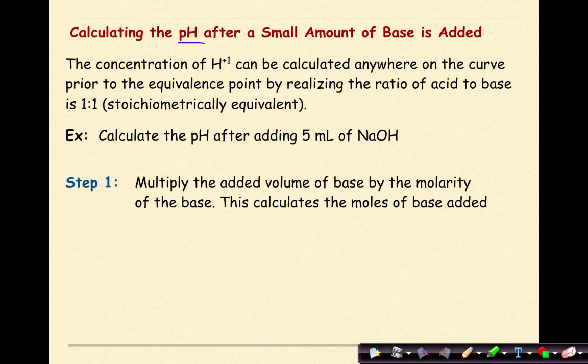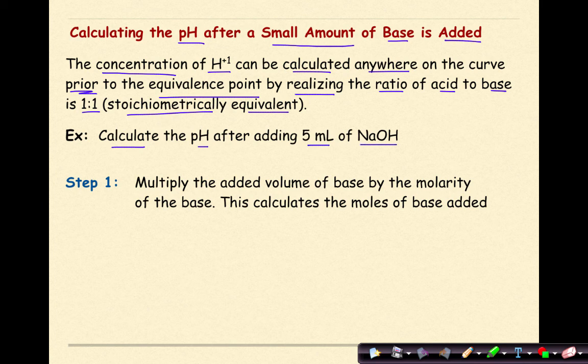Calculating the pH after a small amount of base is added. The concentration of our hydrogen ions can be calculated anywhere on the curve prior to the equivalence point by realizing the ratio of acid to base is 1:1, otherwise known as stoichiometrically equivalent. So let's calculate the pH after adding 5 milliliters of sodium hydroxide. Step 1, multiply the added volume of base by the molarity of the base. This calculates the moles of base added.